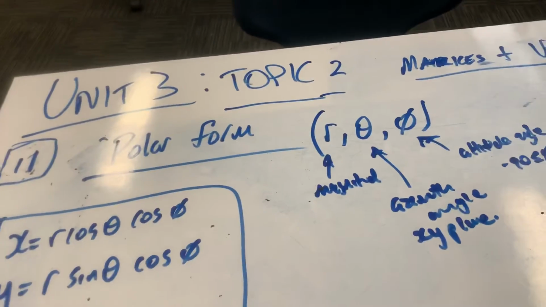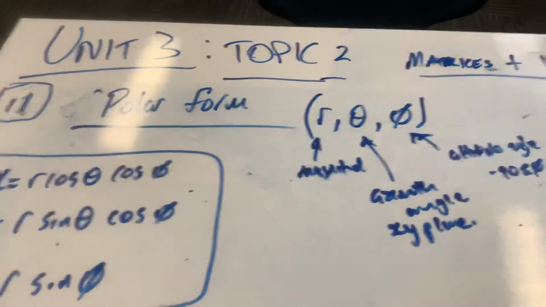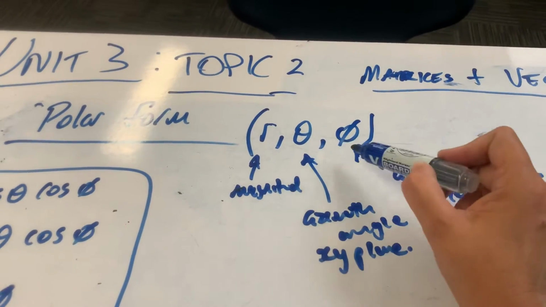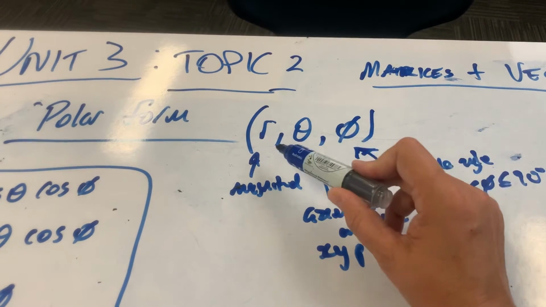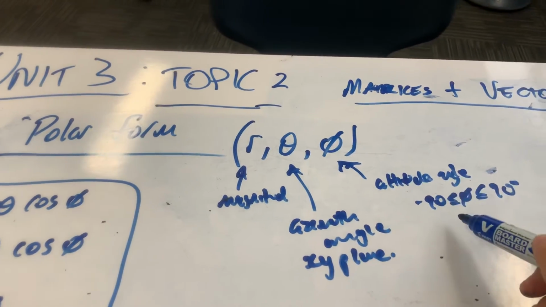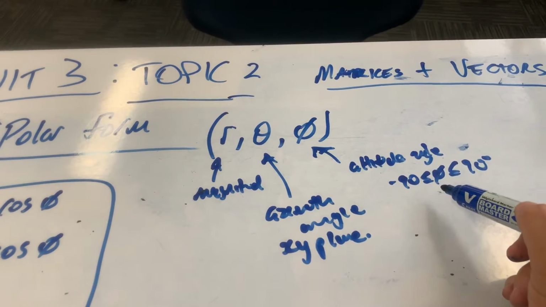Unit 3, Topic 2, Polar form. Polar form, our 3D vectors are written as r, theta, phi. In 2D, it was just r and theta. Phi is our altitude angle, that giving us our three dimensionals.